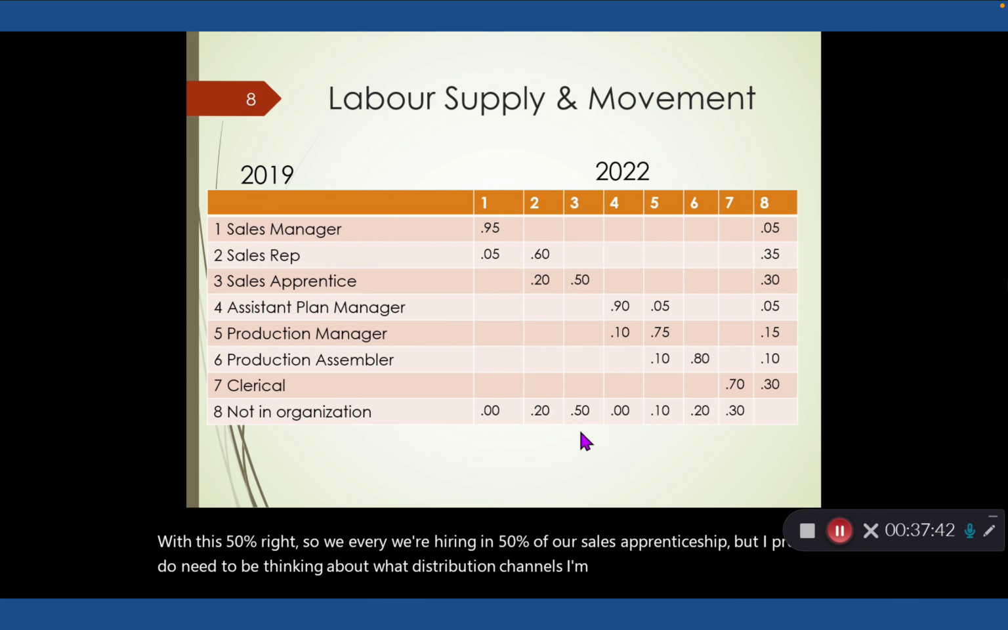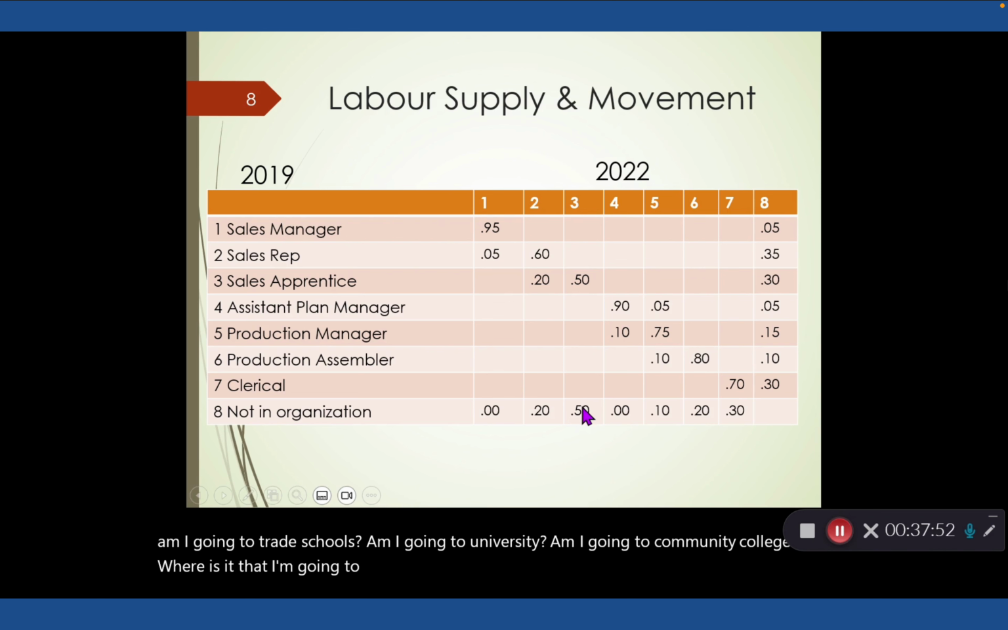distribution channels I'm using to get my apprenticeship. So am I going to trade schools? Am I going to university? Am I going to community colleges? Where is it that I'm going to be targeting to get this 50%?